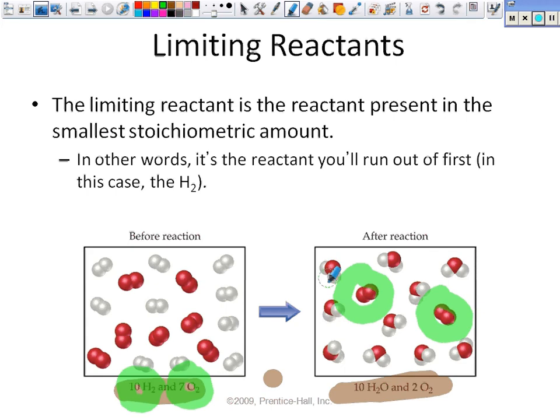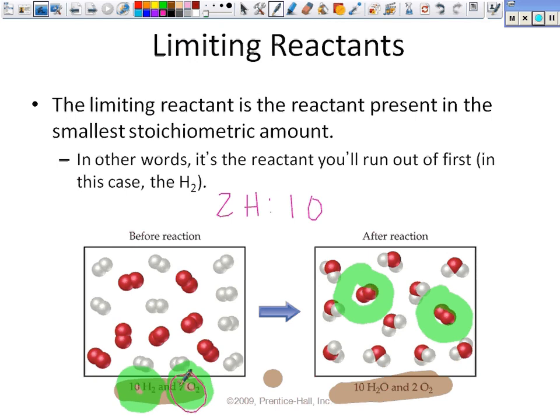However, what you just said makes sense. It's a 2 hydrogen to 1 oxygen ratio. So, how many hydrogen molecules specifically would I need to use up all of the oxygens? 14. But I only have how many? 10. Exactly. So if I put in 4 more hydrogen molecules, could I use up those excess? Yes.